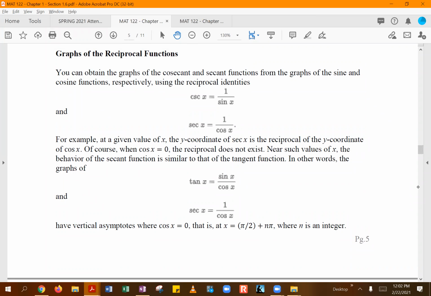Remember, again, we define cosecant as the reciprocal of the sine function. So that's 1 over sine. Secant, we can define as 1 over cosine. So of course, the idea is wherever that bottom function is equal to 0, our functions will be undefined. The places where your tangent function is undefined are the same places where your secant is undefined, because both of them have a cosine of x in the denominator. So whenever cosine is 0, you have a vertical asymptote. That's going to be the same for tangent and secant functions.